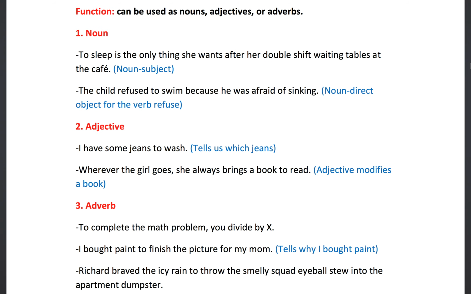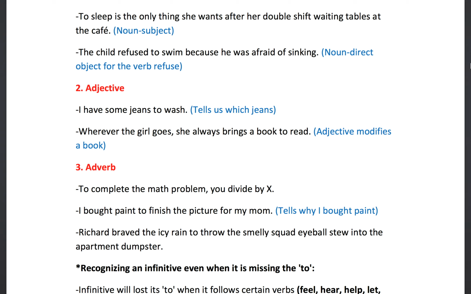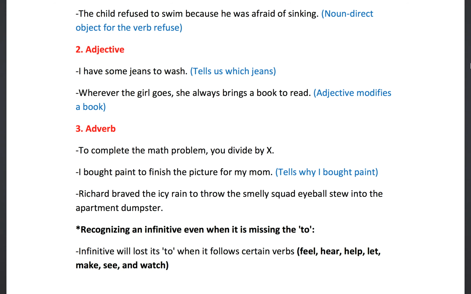The second one: The child refused to swim because he was afraid of sinking. Here we have the subject of the sentence, which is the child, and refused is a transitive verb that needs something to complete its meaning. So we have an object, which is to swim, and it's an infinitive. To swim is the object of the verb here, and it's functioning as a noun. Always, the objects that we have are nouns in a sentence.